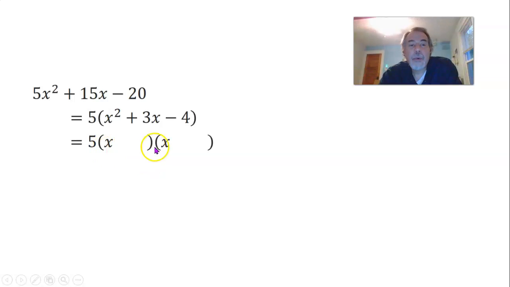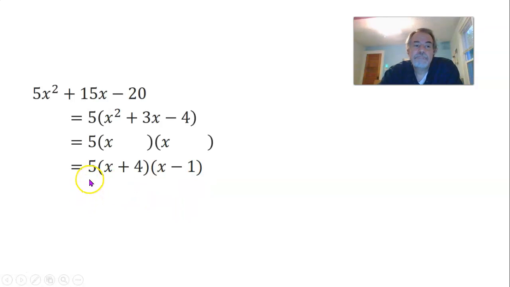Well, let's see. They would both have to start with x. So this x times this x gives you x squared. And they would have to end with numbers that multiply to negative 4. So one of them's positive and one of them's negative. Could be a 4 and a 1. Could be 2 and a 2. But they have to add up to positive 3. So how about a plus 4 and a minus 1? So once this is factored completely, we have 5 times x plus 4 times x minus 1.